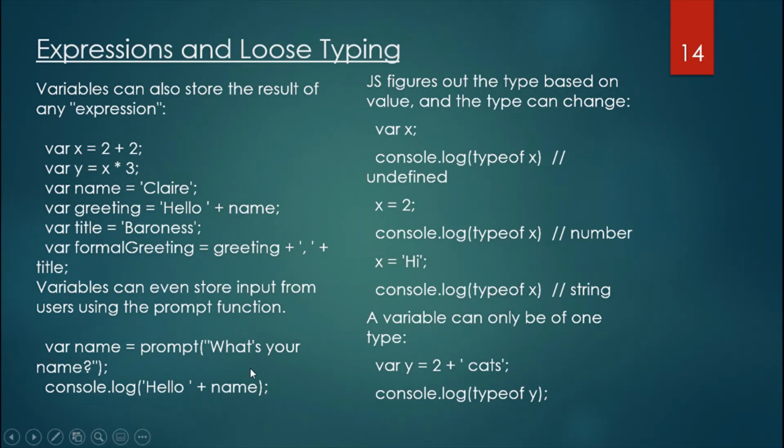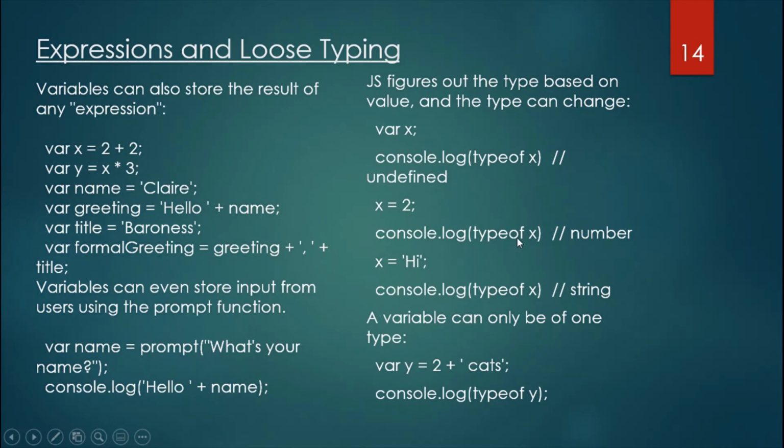Now this is the input. What's your name? It will be in the prompt. What is the prompt? It's just like an alert window. We have learned all these things earlier, and JS figures out the type based on the value, and the type can change. Say I have given var x, console.log type of x: undefined, because we don't know what x is. And x is equal to 2, what will it give? Console.log type of x: number, because 2 is a number.